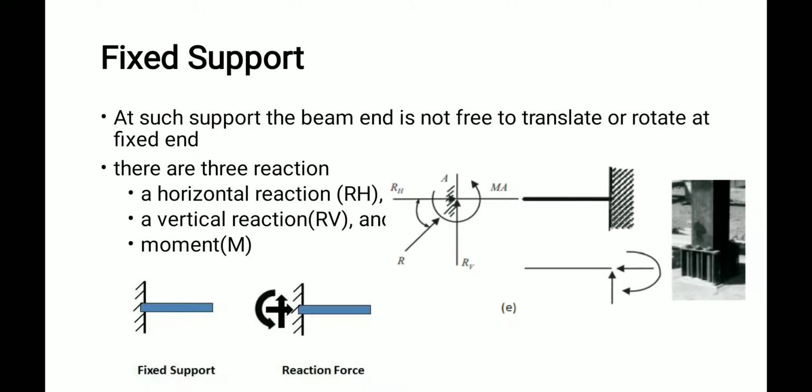So the next one is fixed support, something which is fixed on the other body. Fixed means it won't allow movement in any direction, and it won't allow rotation either. So it will support all ways. If we apply a vertical force, it will support. If I apply a horizontal force, it will support. If I rotate, it will support. So the fixed support has a horizontal reaction, a vertical reaction and one moment, the rotation reaction, also.